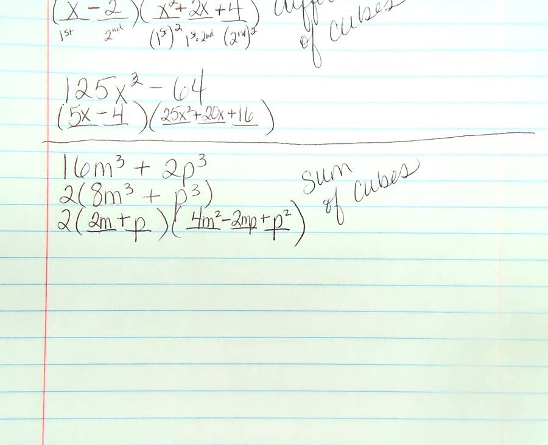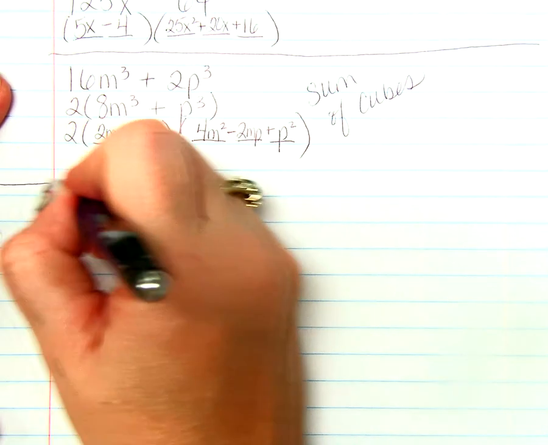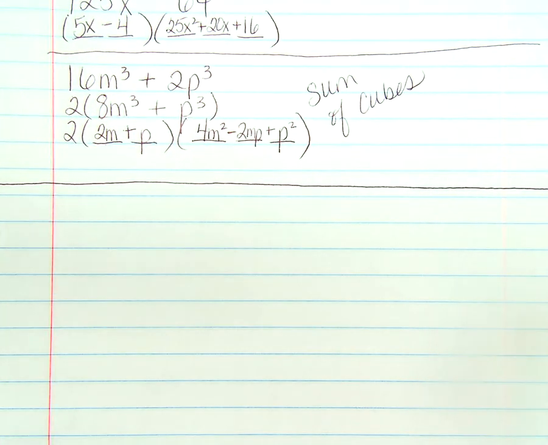Okay? So those are the special types of two term polynomials. Polynomials with two terms, binomials, right? So the next thing I want to do is show you what happens if there's 4 terms. Can I do that?